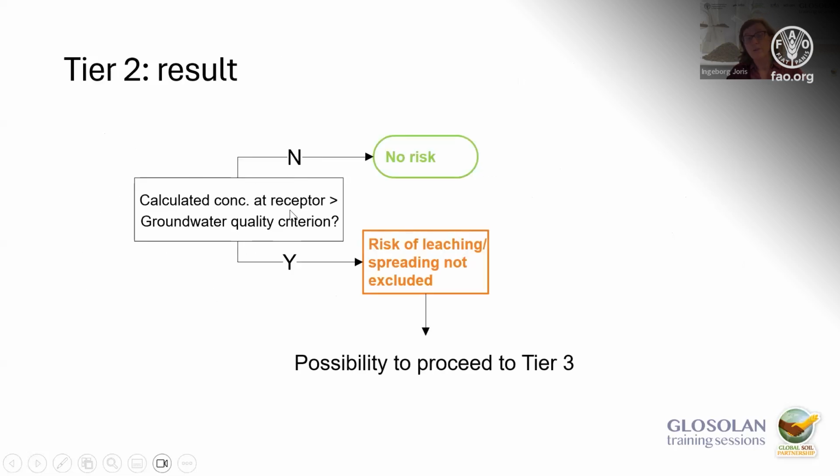Now you calculate your concentrations at the receptor with the simple transport model, and then you can see, are they above your groundwater quality criterion? If that's not the case, there's no risk, so you're safe. If that's the case, your risk can still not be excluded, and you can either decide that there is a risk, or you can proceed to a full impact analysis.